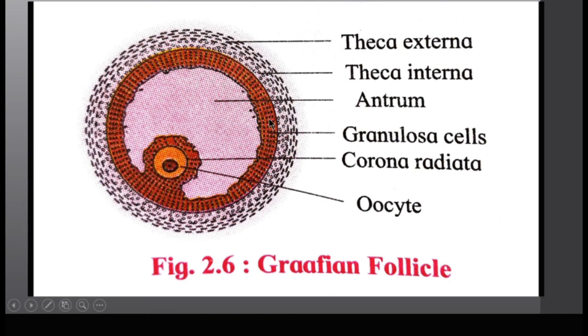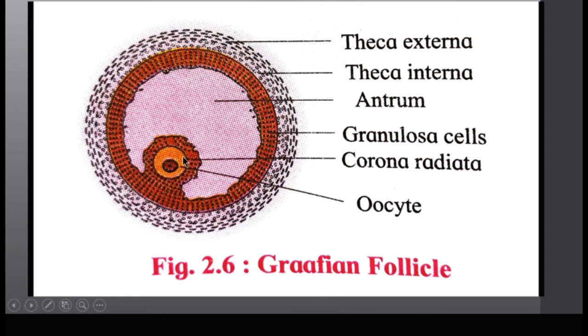You can see, a question can be asked for 2 marks in your examination: explain the structure of the Graafian follicle. So what you can see in this structure, just take a look at this figure. You can see there is the oocyte, the corona radiata, the granulosa cells, the antrum, the theca interna and theca externa. So the ovarian follicle that shows all these structures is called the Graafian follicle.